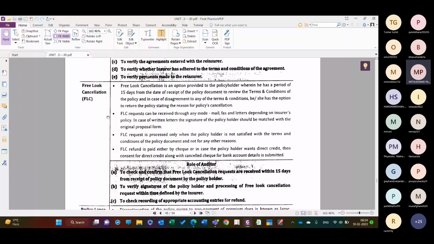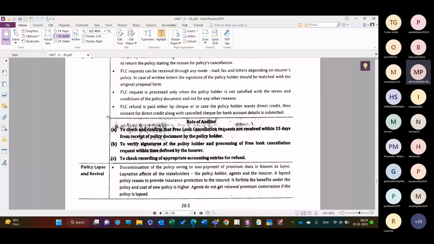Free look cancellation request can be submitted through any mode: mail, fax, letter, depending on the insurance policy. In case of written letters, the signature of the policyholder should be matched with the original proposal form. Free look cancellation request is processed only when the policyholder is not satisfied with the terms and conditions of the policy document, and not for any other reasons.